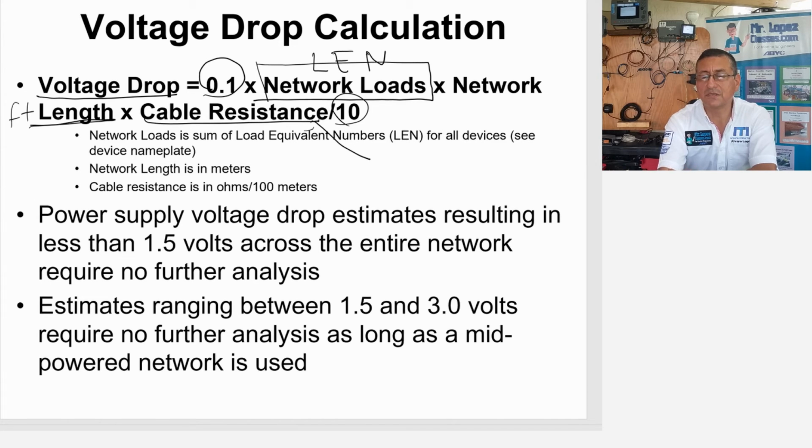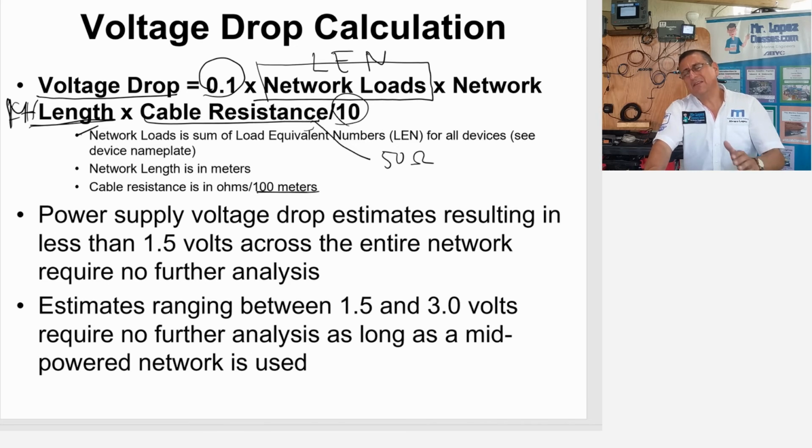Normally the cable resistance, you remember, is 50 ohms, depending on the cable. The network loads is the sum of the lengths. The length is in meters, not feet, sorry, it's in meters. The total length, and the cable resistance is in ohms per each 100 meters. All right, but if you're a little confused, use the formula.